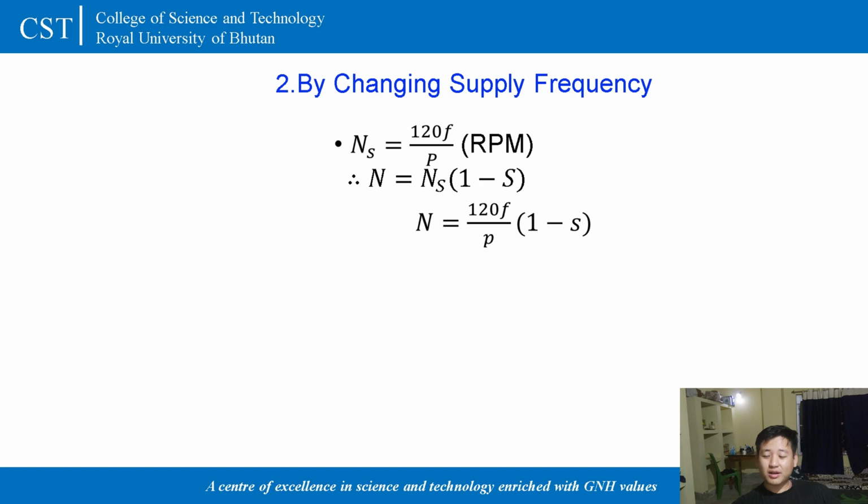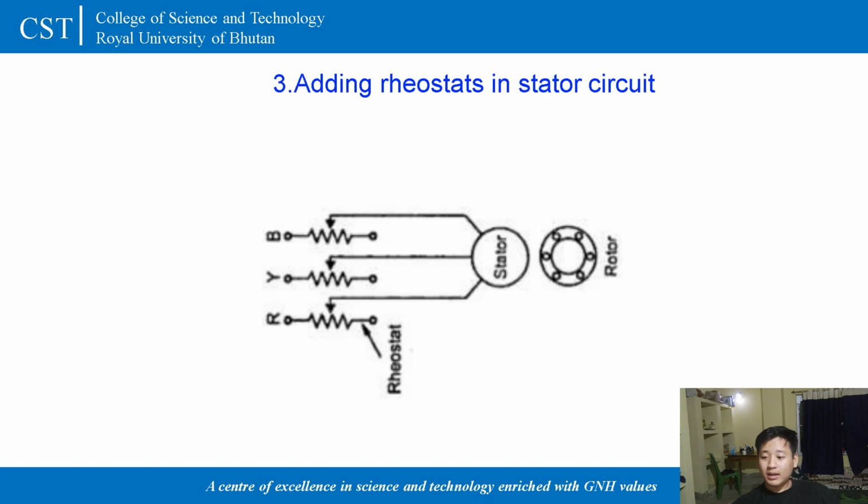And thirdly, to talk about adding rheostat in stator circuit. Here in the stator side, it is seen that the rheostat is added to the circuit. We have seen that reduced voltage can be applied to the stator by adding rheostat in the stator circuit. What it means is that by adding rheostat in the stator circuit, we can reduce the voltage, which in turn reduces the speed.